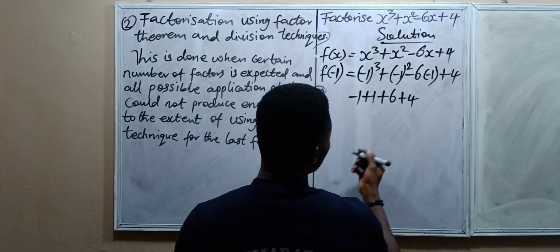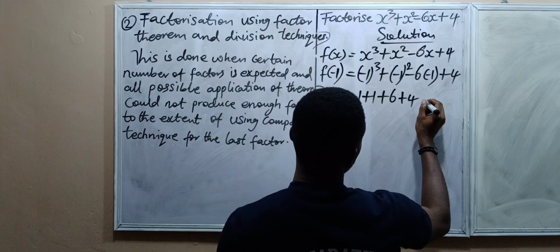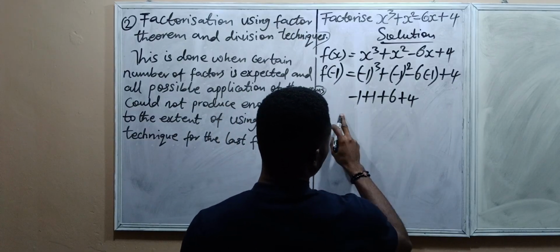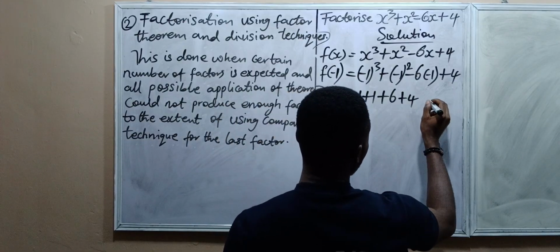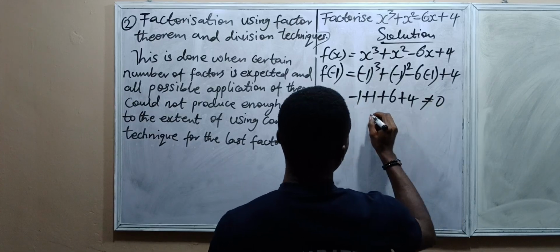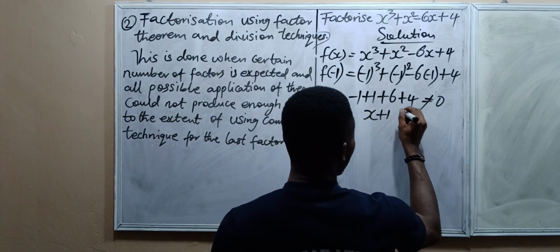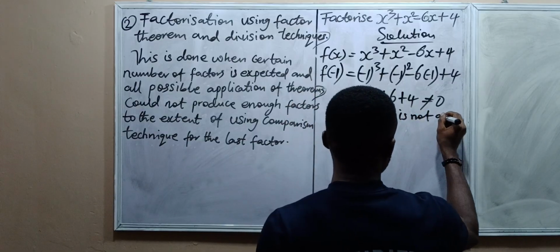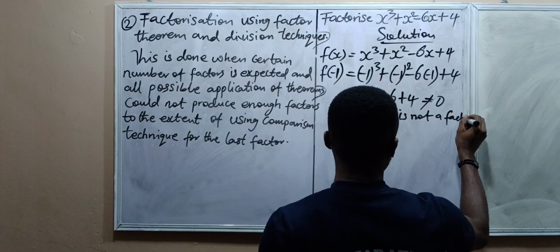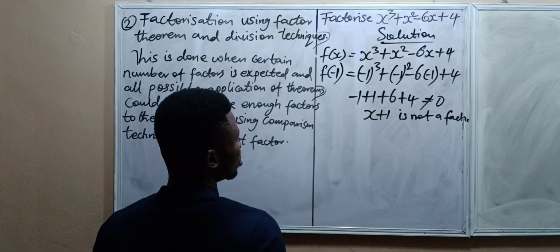And from here, you notice that this is not equal to 0. This is minus 1 plus 1, this is gone, this is plus 2. So this is not equal to 0. Therefore, x plus 1 is not a factor. So the first one does not work.